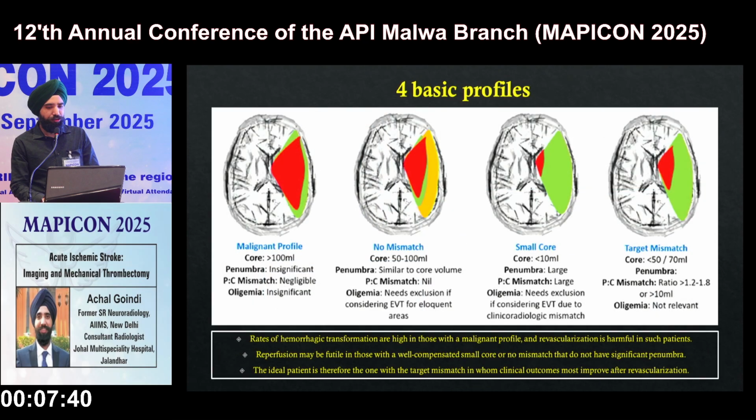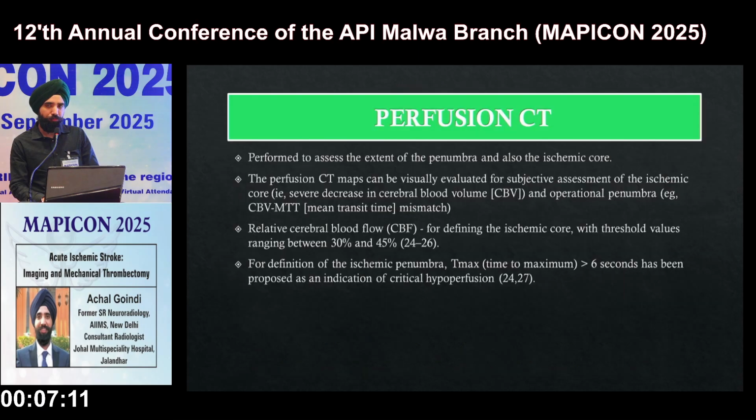And these are some basic profiles, and the ones we will target on the perfusion imaging are the target mismatch population, in which there is a relatively small core, higher sized penumbra, and the mismatch ratio, which is the core to penumbra mismatch ratio, greater than 1.2 to 1.8. Again, these are all automated softwares which are available, which help us to decide which patients have to be undertaken and which need medical or endovascular therapy.